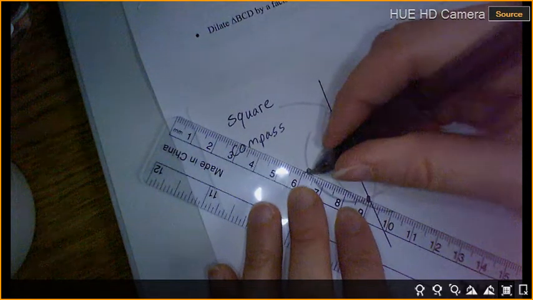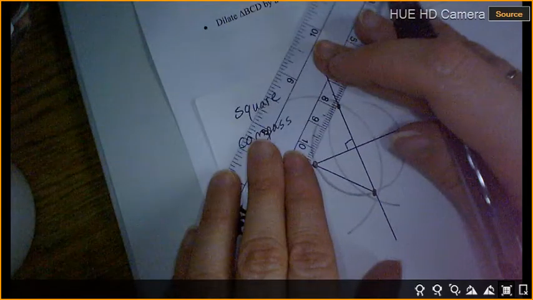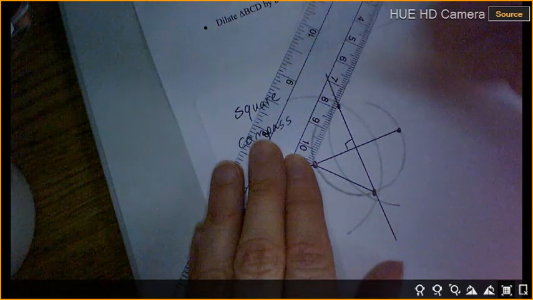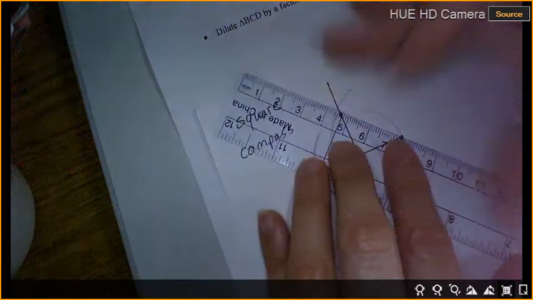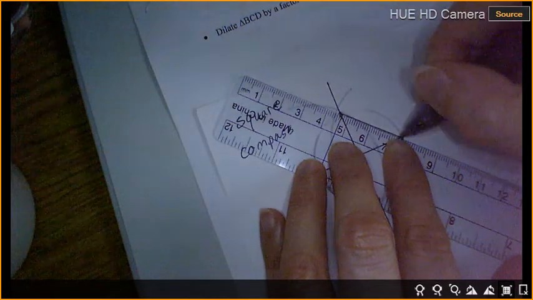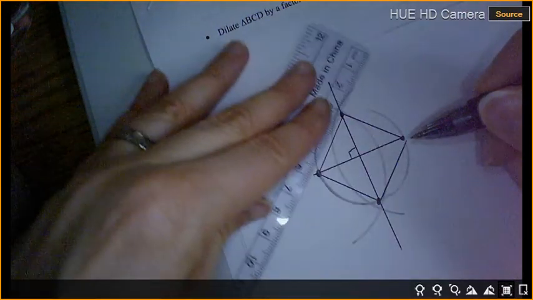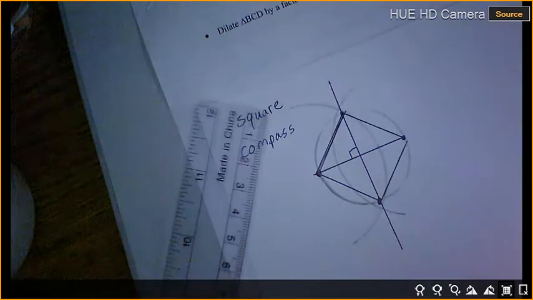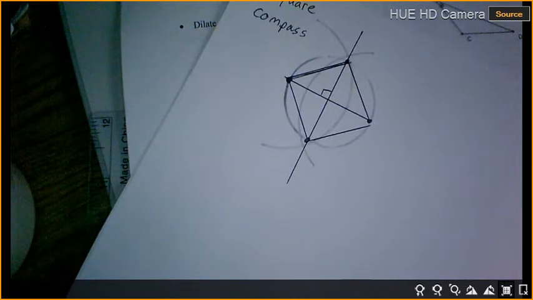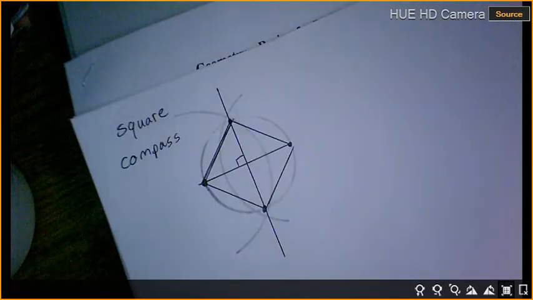I put the pointy end right where the two lines intersect, and then I just made a circle around it. If you put these on here correctly, they do end up making 90 degrees. Mine aren't perfect. That one's better that way. And it does, if you turn it sideways, make us a square. Okay? So that is a square with a compass.